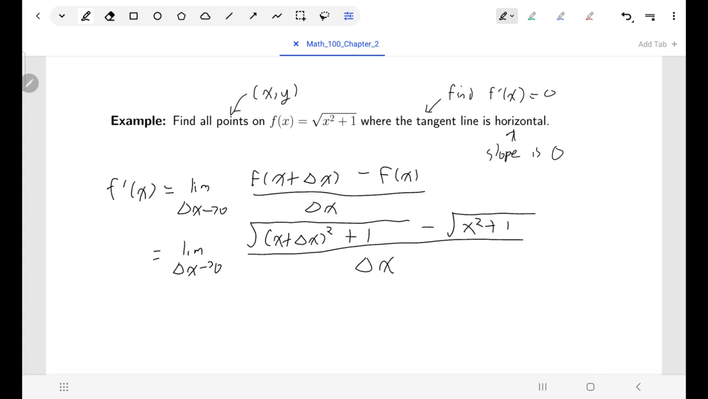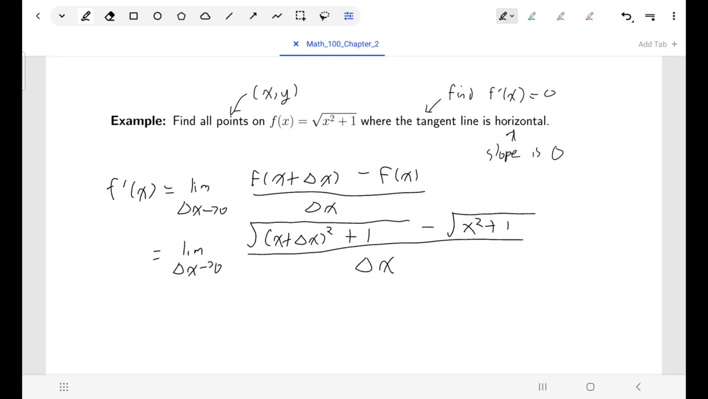Okay, and so right away I can see that if I try to evaluate this limit, if delta x goes to 0 right now, I'd have the root of x squared plus 1 minus another root of x squared plus 1. I'd have 0 on the top, I'd have 0 on the bottom. I would have something indeterminate. So my plan here is to think about what I can do.